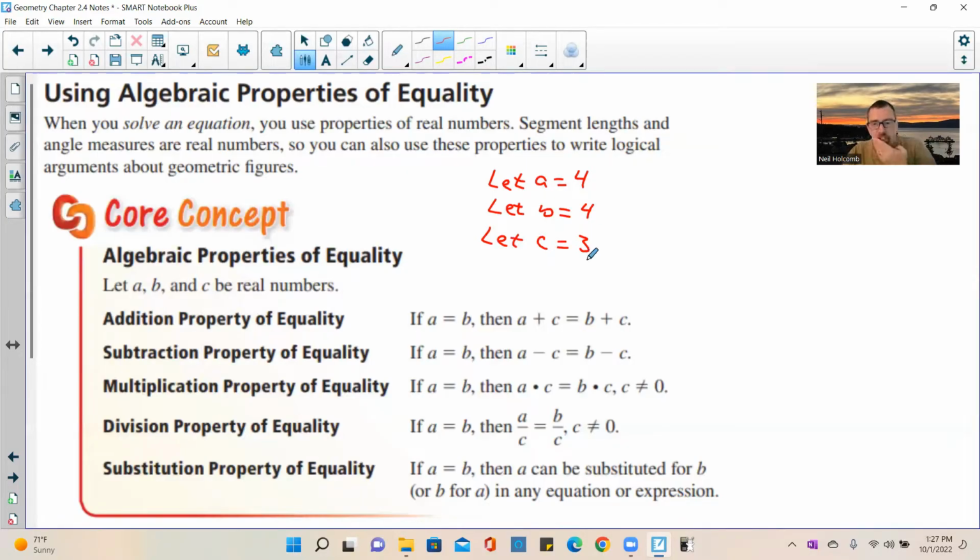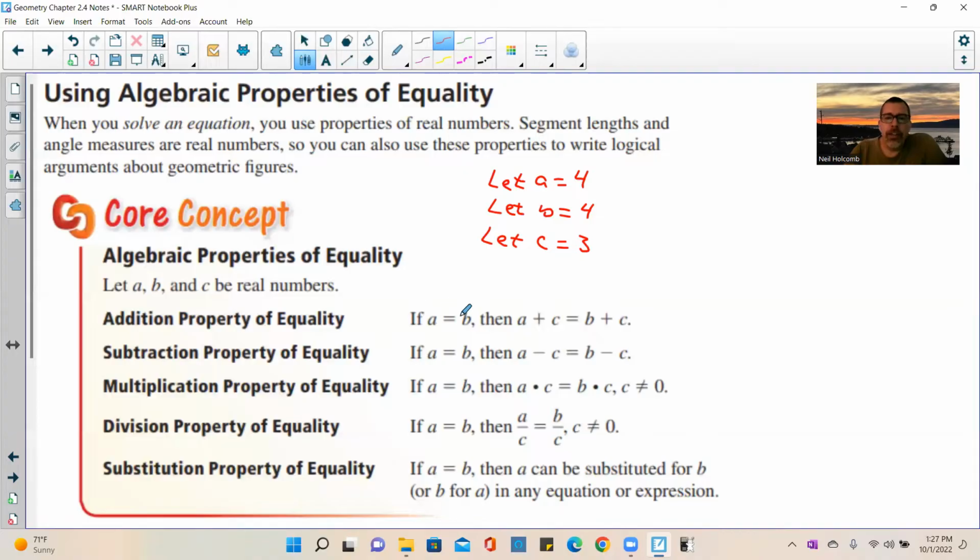I don't like using zeros or ones when I explain these because 0 is the multiplicative zero property, and 0 is the identity for addition. 1 is a multiplicative identity, so if you multiply by 1, nothing changes. So I don't like using zeros or ones.